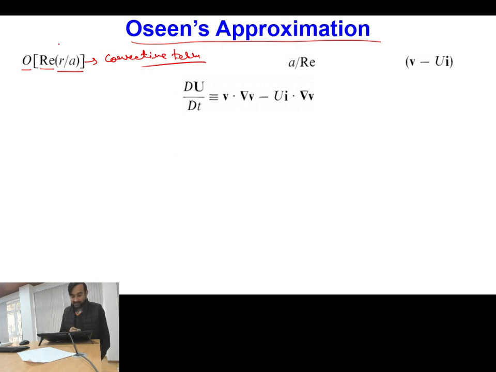This term will be small in magnitude when my radial distance is less than a by Re. And when my radial distance is greater than a by Re, the magnitude of this term will dominate. What we can say is that when we move sufficiently away from the particle, the relative importance of the viscous effect decreases, so that is why fluid inertia becomes important.